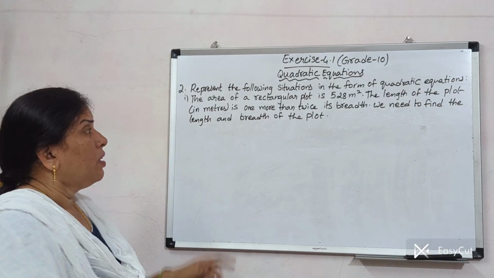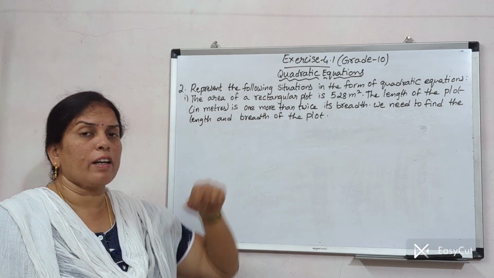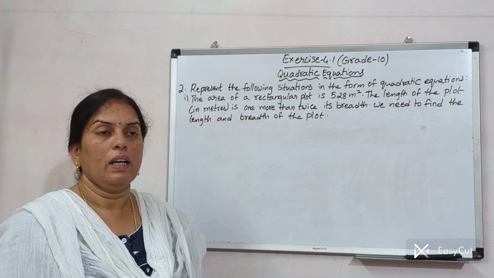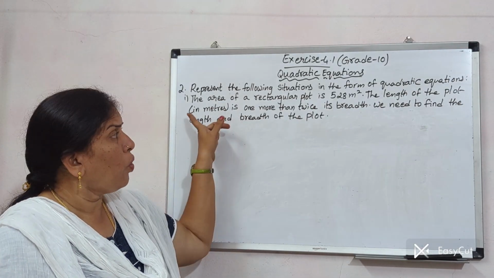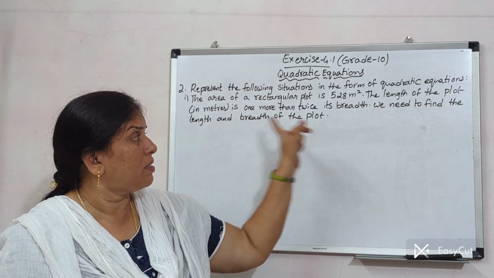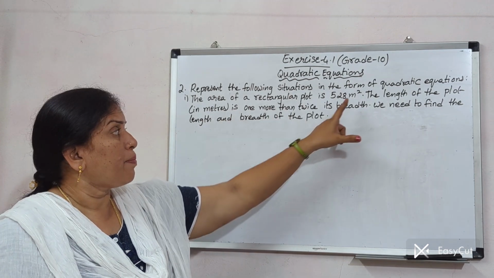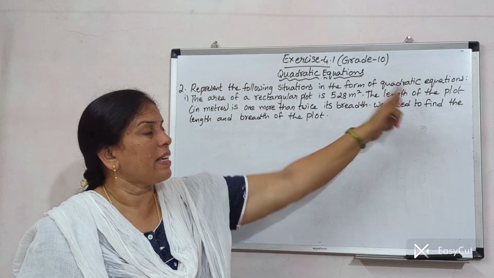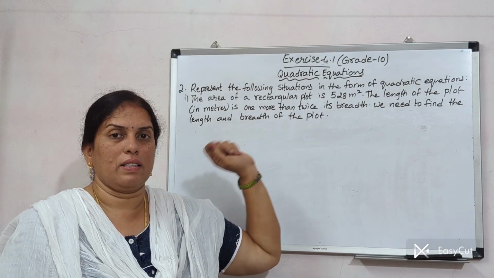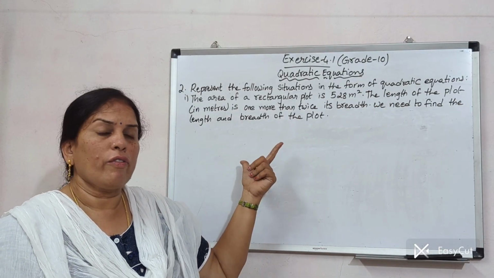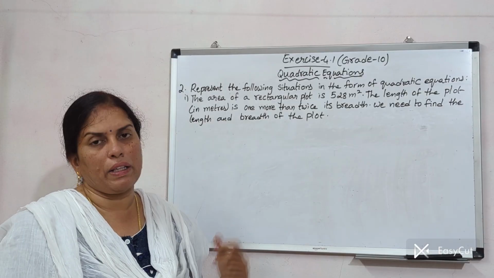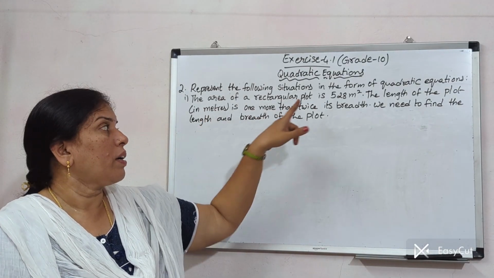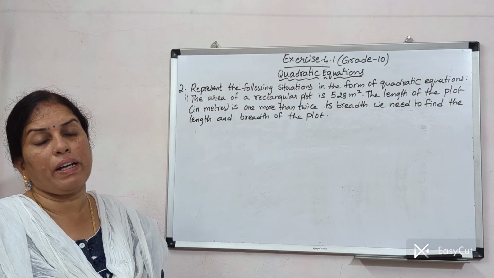First question. The area of a rectangular plot is 528 meters square. When reading the question, don't read the entire question at once. Step by step, up to the full stop, you read and understand. Afterwards, you understand the next sentence. Later you apply what they have given in the question. Okay, ma? The area of a rectangular plot is 528 meters square.